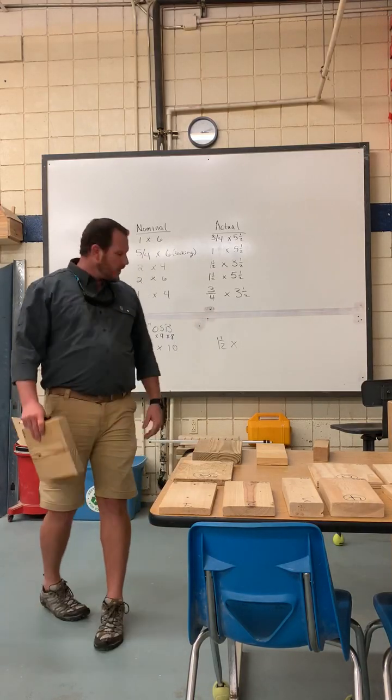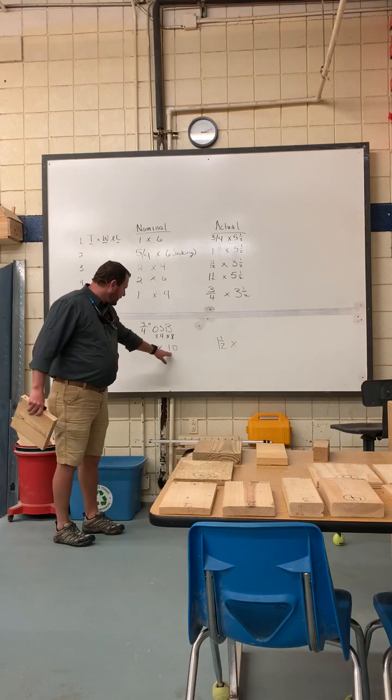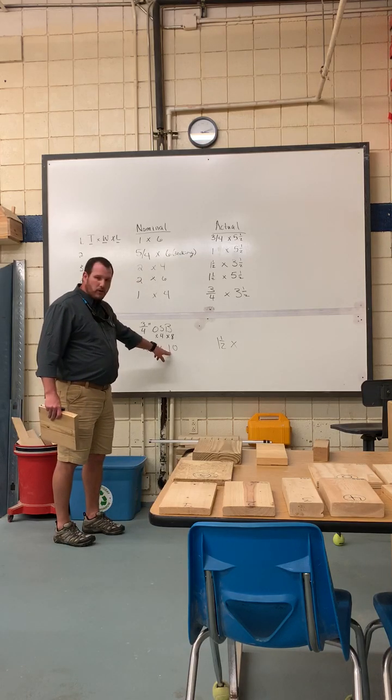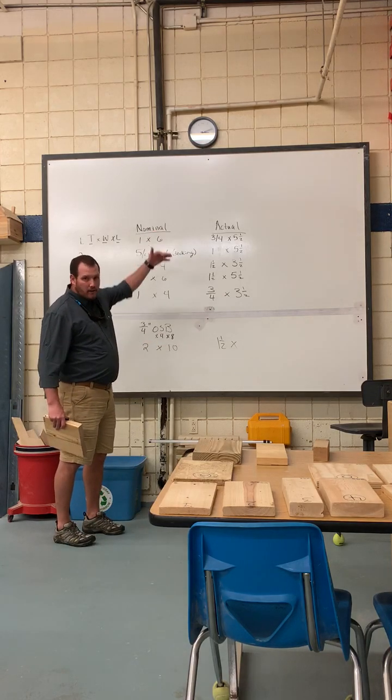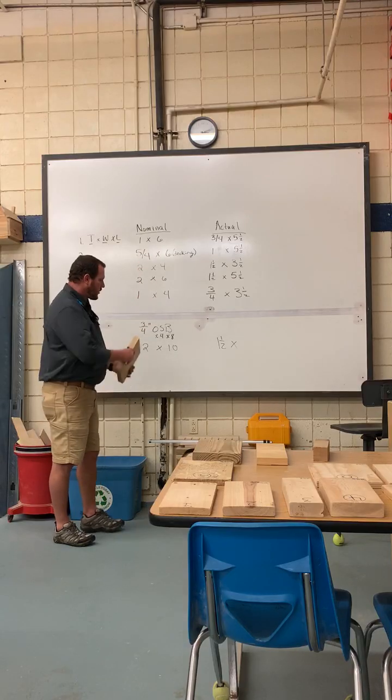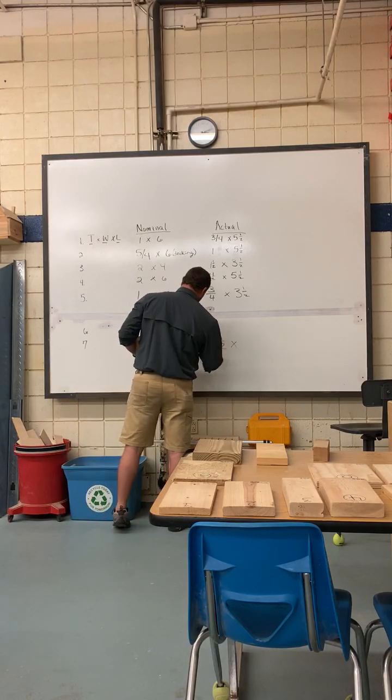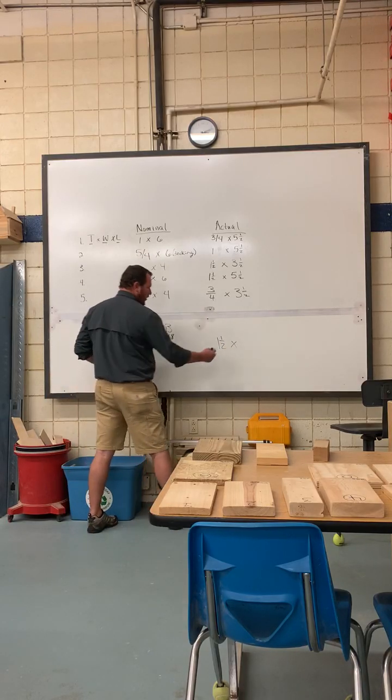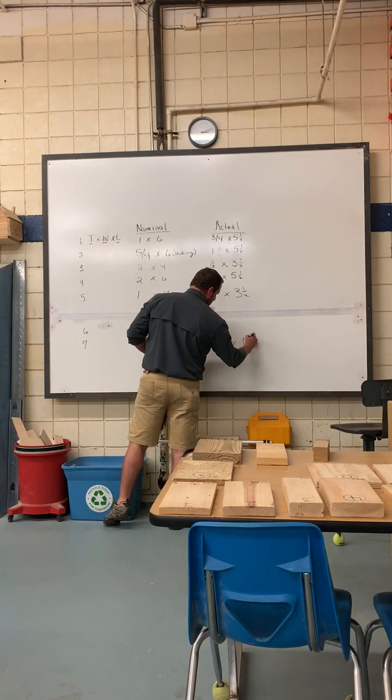Once you get to the second number here for the width, if it is 8 or higher, 8, 10, or 12, you take off 3/4. So 10 minus 3/4 is 9 1/4.